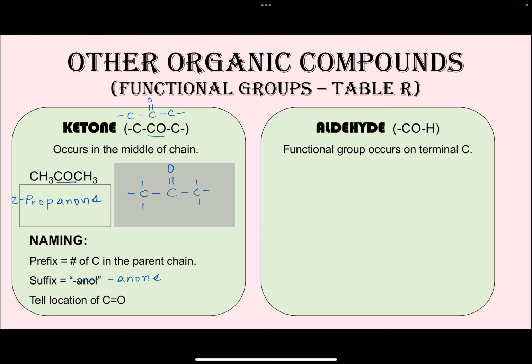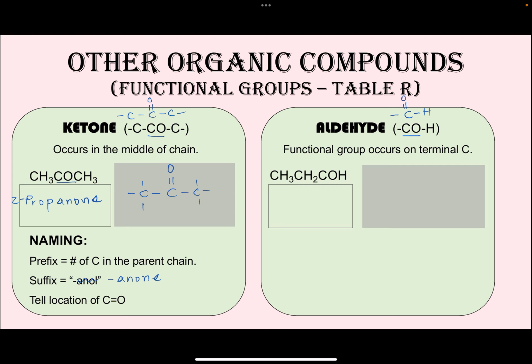Then we can also have aldehyde. In this case, once again, we see carbon written with an oxygen. That means it's double bonded to the oxygen. And we have hydrogen on one side. And then on the other side of the carbon, we most likely have a carbon chain. So this functional group occurs at the terminal carbon, meaning the first or the last carbon. So we do not need to include the location.